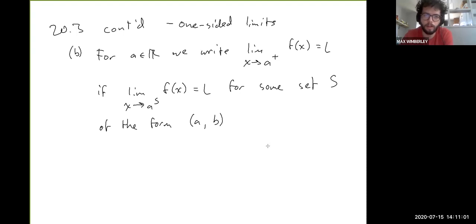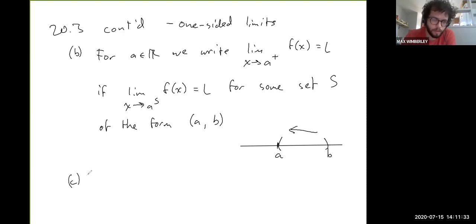So on the number line, I guess this is an open endpoint, and we're approaching a from the right that way. So again, f has to be defined on some open interval of this form in order for this symbol to make sense.